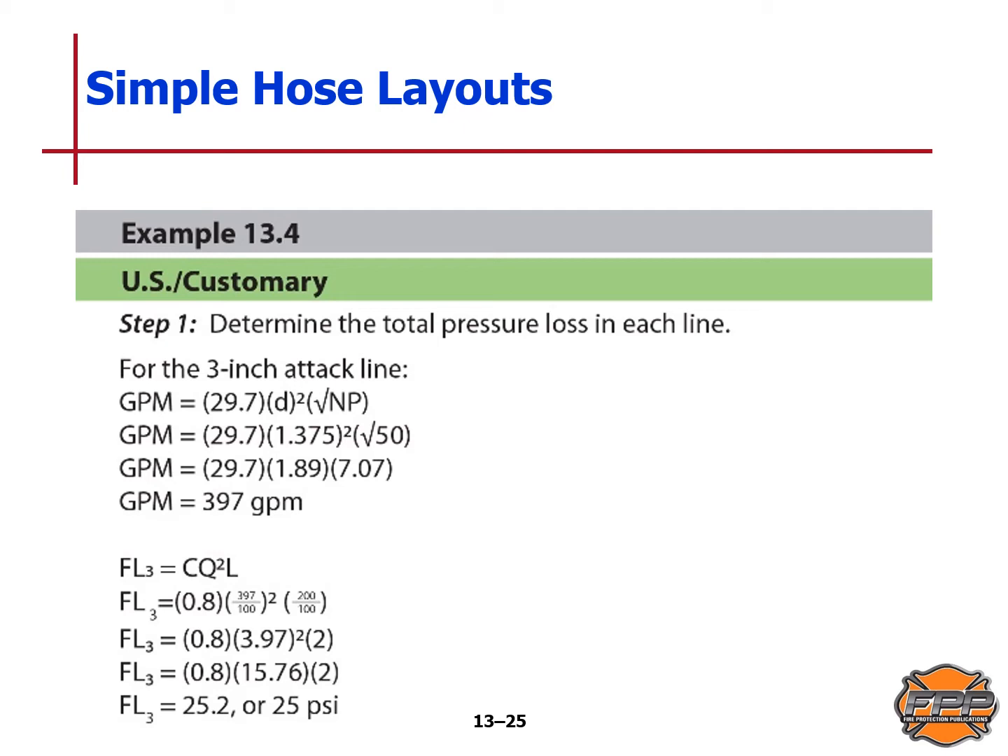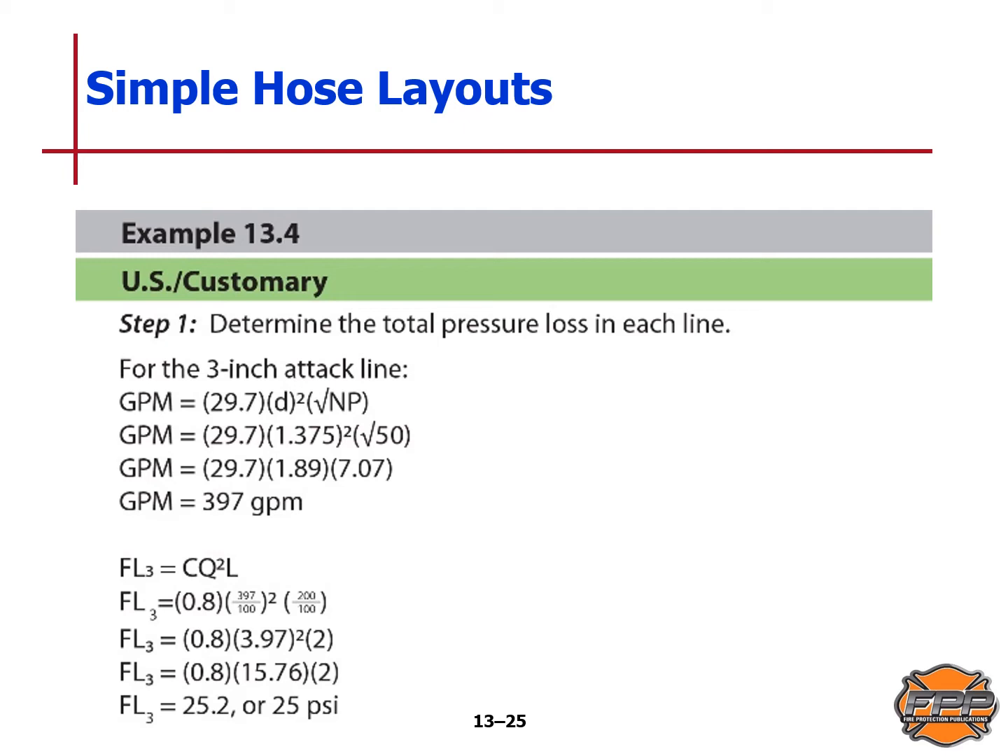Step 1. Determine the total pressure loss in each line. For the 3-inch attack line, you have gallons per minute equals 29.7, that's your coefficient, times the diameter squared times the square root of nozzle pressure. Let's plug in the math. Gallons per minute equals 29.7 times 1.375 squared times the square root of 50. That gives us 29.7 times 1.89 times 7.07, and that calculates out to 397 gallons per minute.